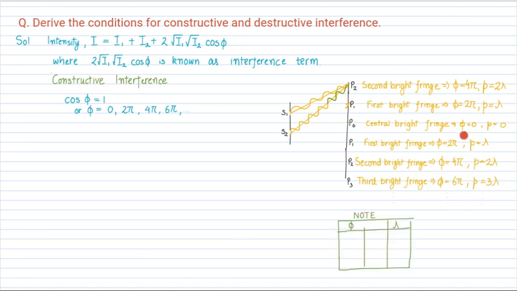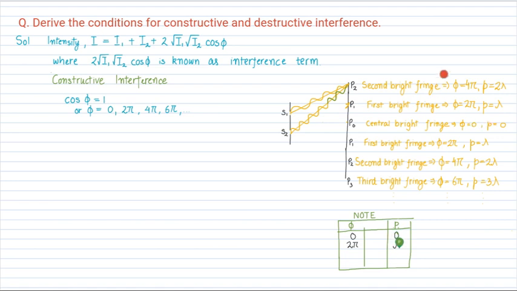Fine. So let me just write these values in a table, for our better understanding. So when the phase difference is 0, how much is the path difference? 0. So when the phase difference is 0, the path difference, this is your path difference, is 0. When the phase difference is 2 pi, the path difference is lambda. So when it is 2 pi, the path difference is lambda.